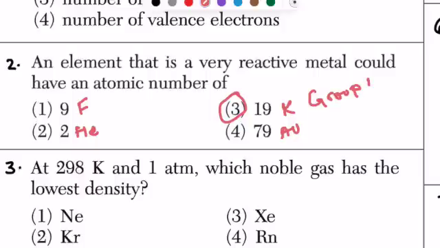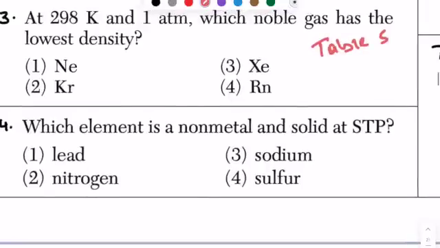For number 3, we have at 298 Kelvin and 1 atmosphere, which noble gas has the lowest density? So the densities that are given to you in Table S are actually at these conditions. So you can just go to Table S, find the densities of each one of them and see which one has the lowest density. For number 4, which element is a non-metal and solid at STP?